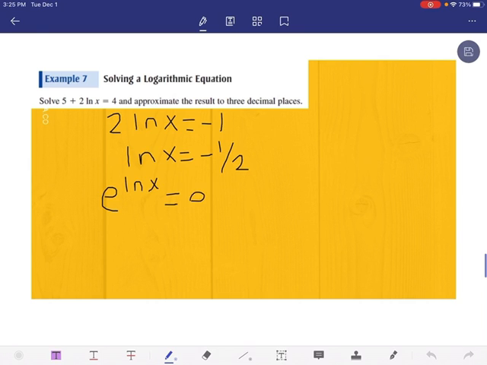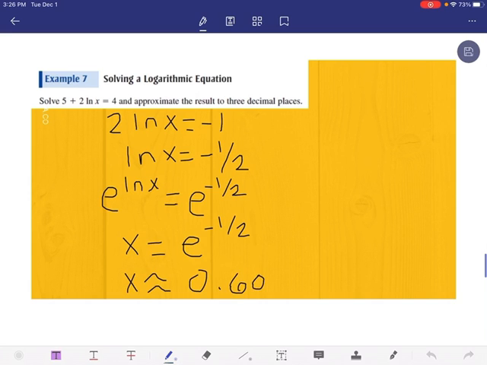So we're going to put both sides as powers of e again. My e and my natural log reduce, so we're left with x, and we get e to the negative 1/2. Again, plugging that into our handy-dandy calculator, we get 0.607.